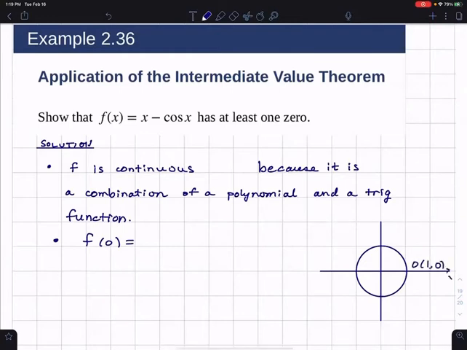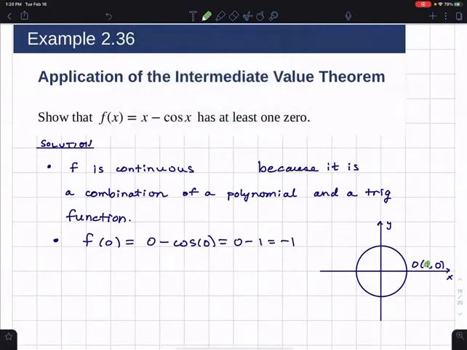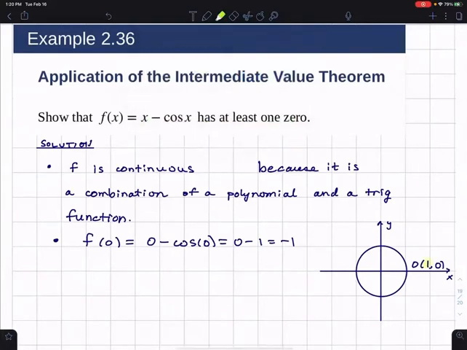Here I'm drawing the unit circle on the side over here. If I put in 0, I get 0 minus cosine 0. And cosine 0 is 1. So if you remember on the unit circle, cosine is the x coordinate and sine is the y coordinate. So that's why I drew that, so we can refer to that.